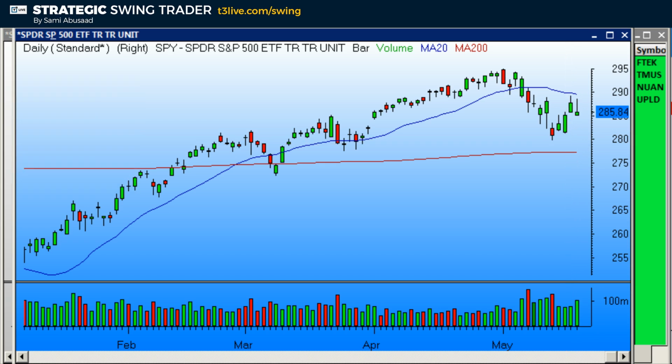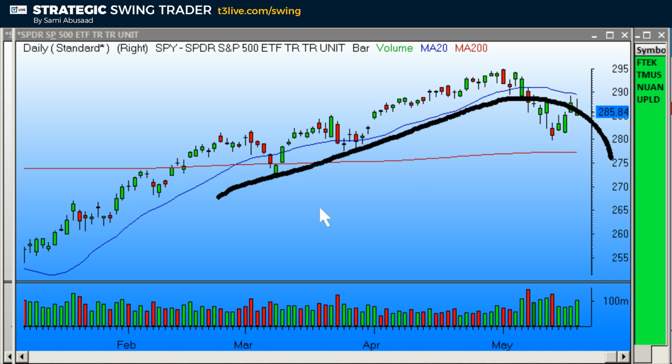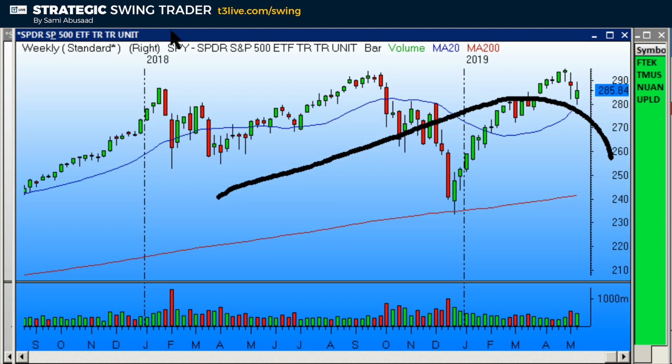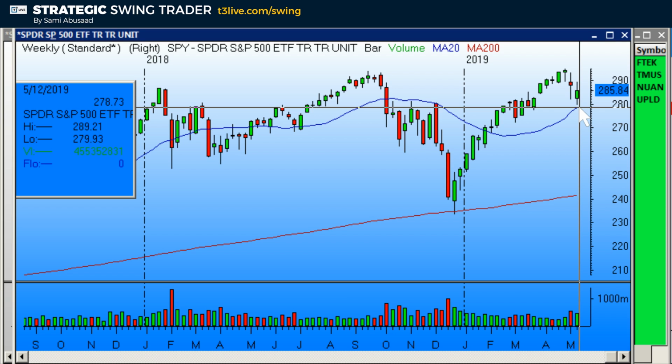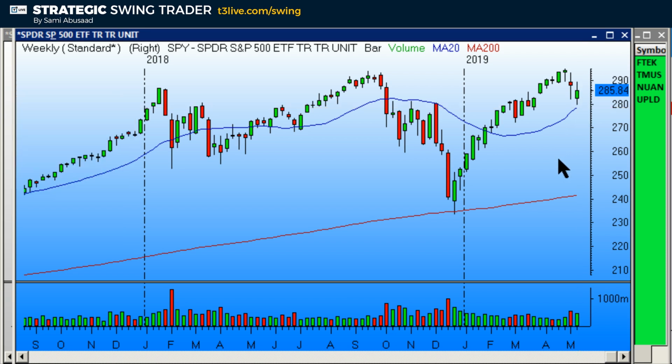But the question is, after this, where do we go after that? Do we continue lower? What do we do after that? And that is not very clear because the daily is trying to transition lower. But if you look at the weekly and the monthly in an uptrend, and the weekly is already almost at the rising 20, usually the larger time frame wins out.